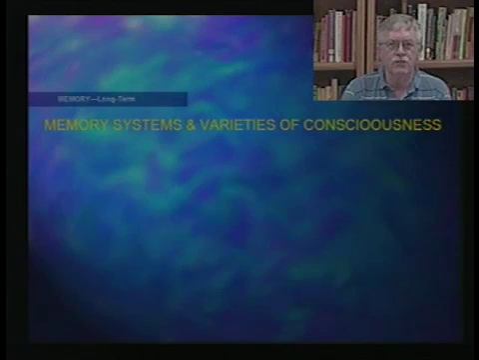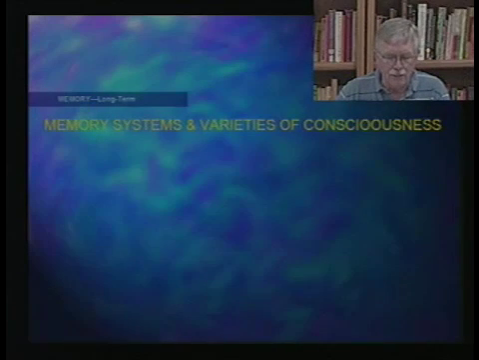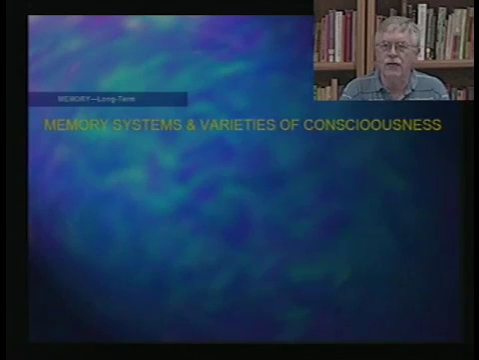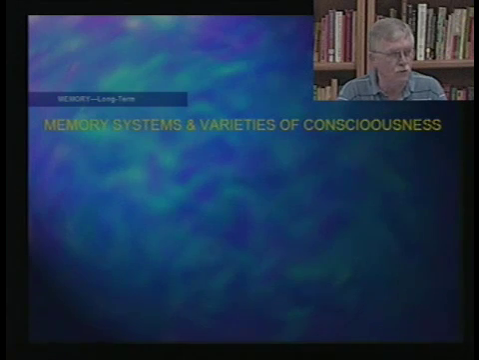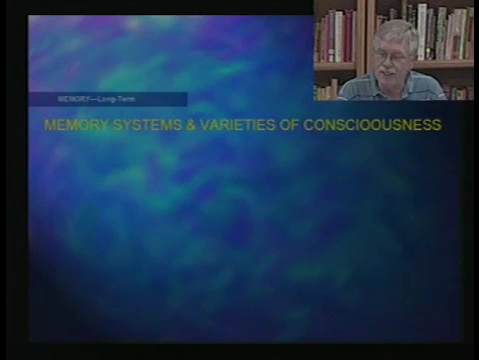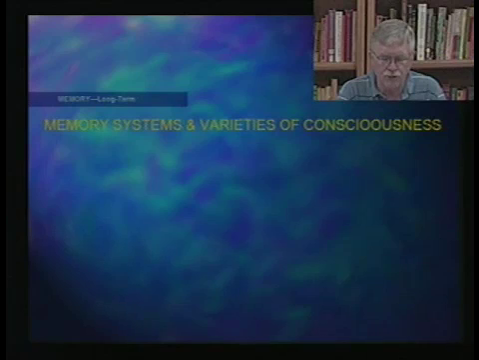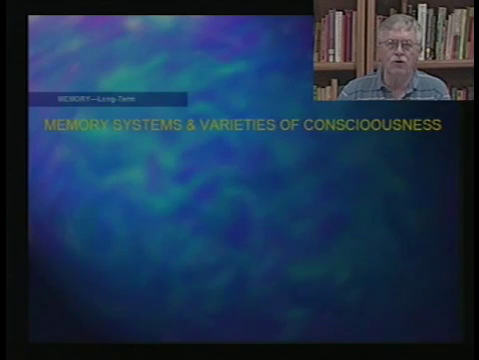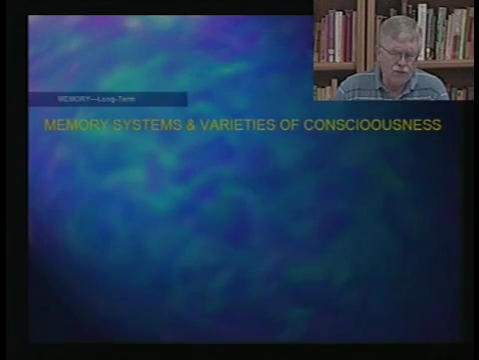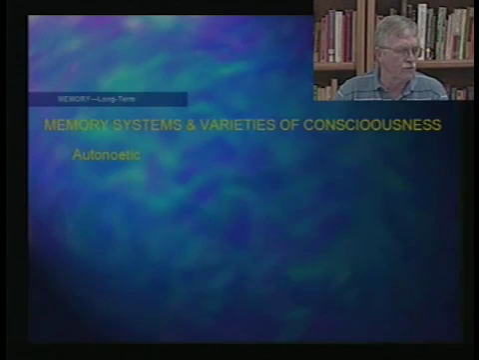Tulving wrote a very interesting paper back in the mid-80s that looks essentially at drawing a parallel between the three different types of memory that he proposed. Can you do those from memory? Episodic, semantic, and procedural. Well, he tried to draw a parallel between those and three different ways of understanding, three different levels of what he called basically consciousness. You could think of that essentially as awareness if you want.